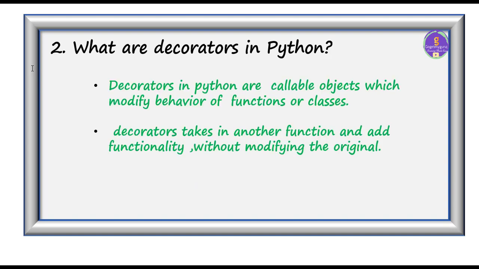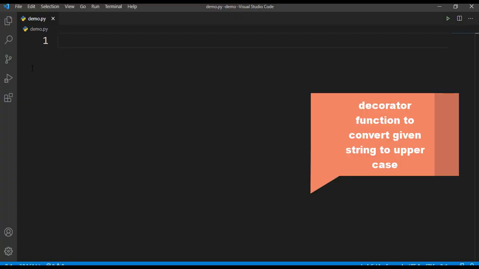Decorators in Python are callable objects. That means we can call these decorator functions wherever we want and modify behavior of functions or classes. So when we say it modifies behavior of a function or class, obviously it takes another function as an argument to this decorator function. So let's understand this in detail. Let's define a simple decorator function which is used to convert a string into uppercase.